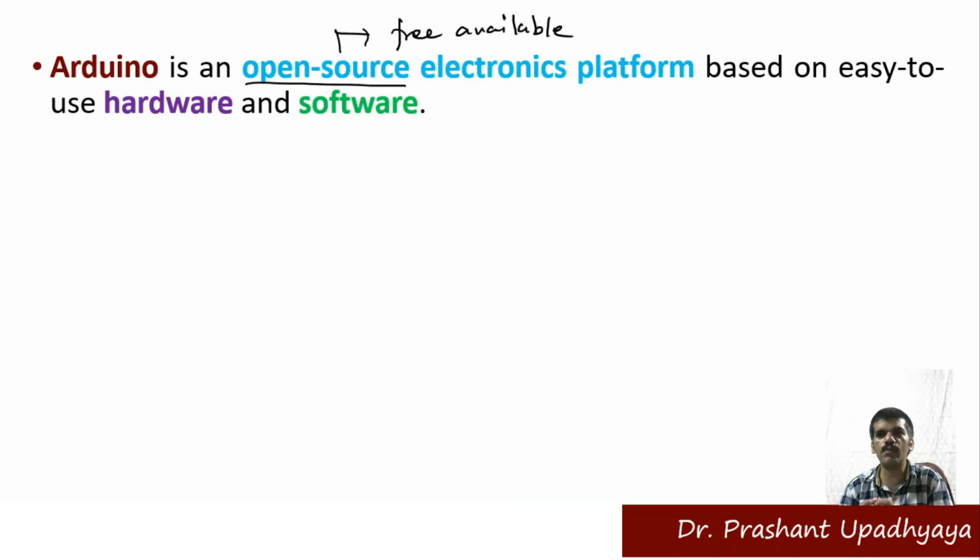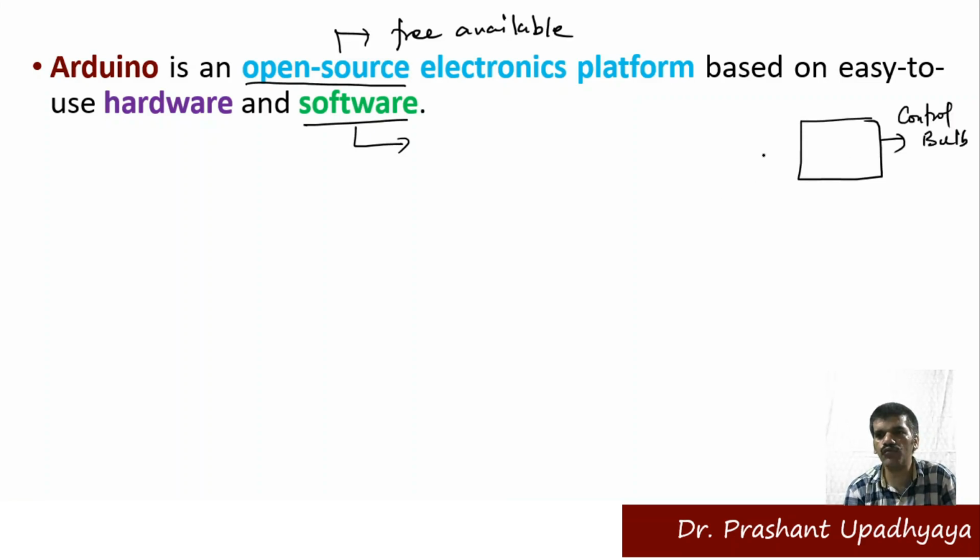Similarly, when we are talking about their software, the software we are referring to is the platform where you are going to write your code. So let's say I'm talking about this microcontroller, let's say this is my chip. Let's say I have to control this bulb. So I have to give some input to it. If I'm giving some input and I have to control the bulb, what do I have to do?